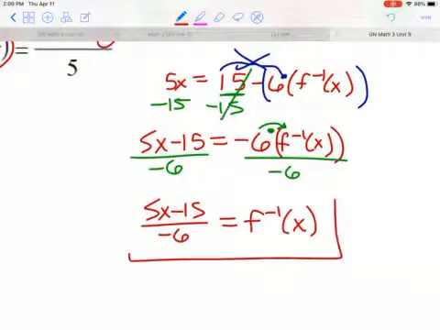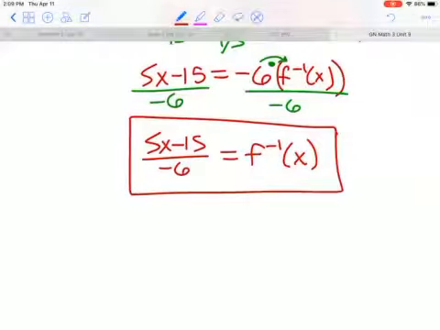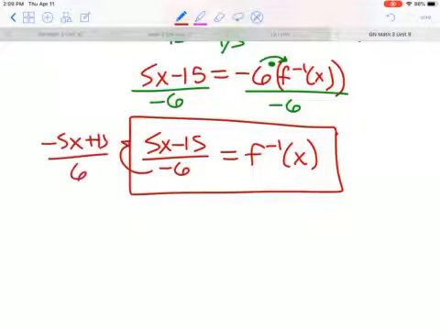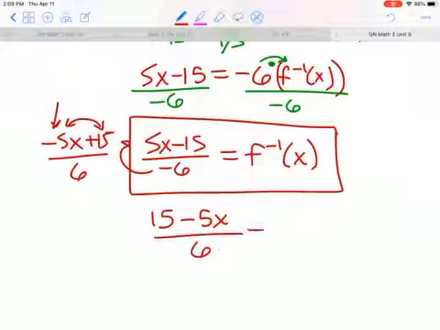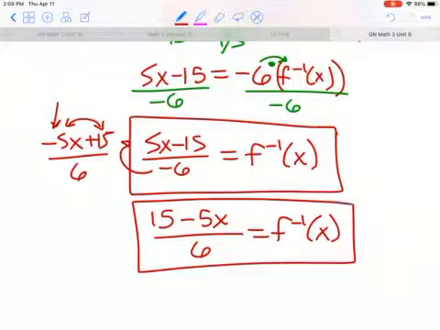And that's your final answer, but formatting wise, we always want to move the negative up top. So it's negative 5x plus 15 over 6. And then the last step is we don't start with the negative. So if we can, move the positive first. So if you're looking at tests, like multiple choice, you'll see this answer way more often, just formatted correctly. And that is inverses.